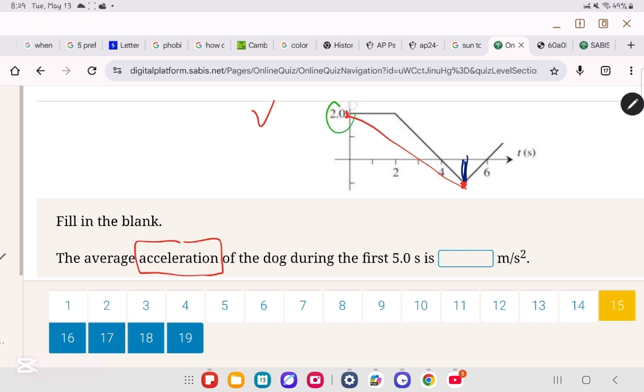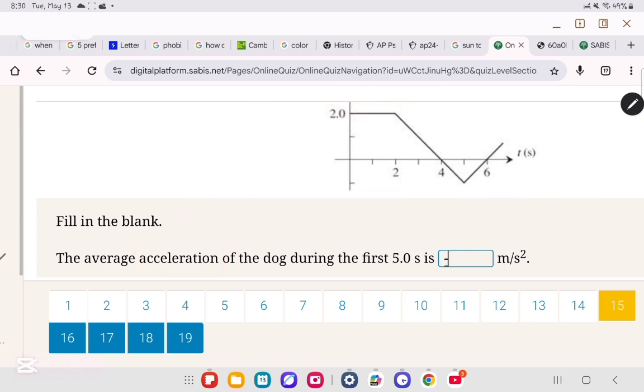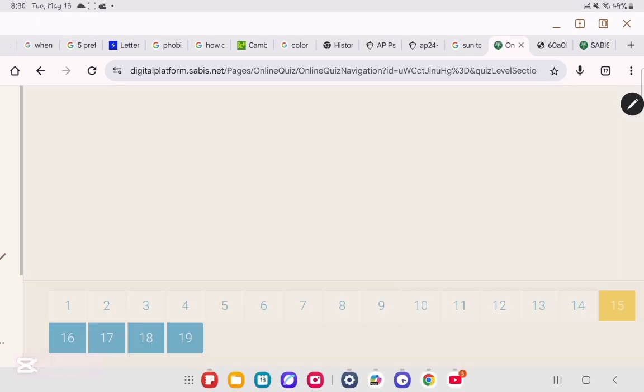Okay? So at the final point, what is this position over here? It is 0, 2. So this position is 0, 2. And this position over here, it is 5, minus 1. So 0, 2, 5, minus 1. Let's find the slope together because the acceleration is the slope of the VT graph. So it's going to be minus 1 minus 2 over 5 minus 0, which is minus 0.6 meter per second squared. So your answer is minus 0.6 meter per second squared.